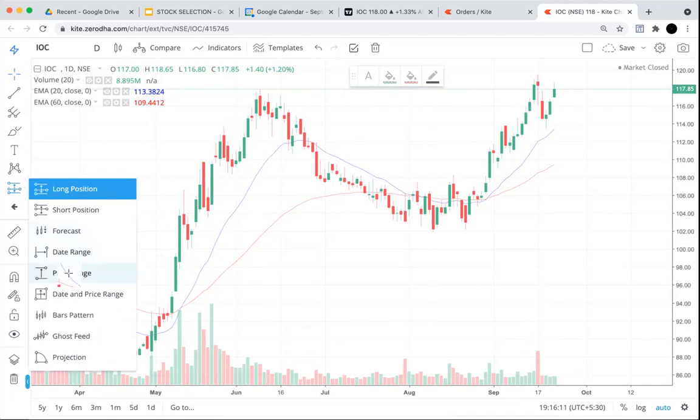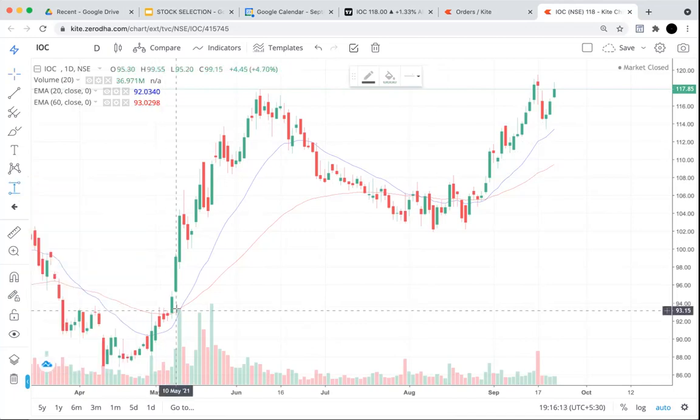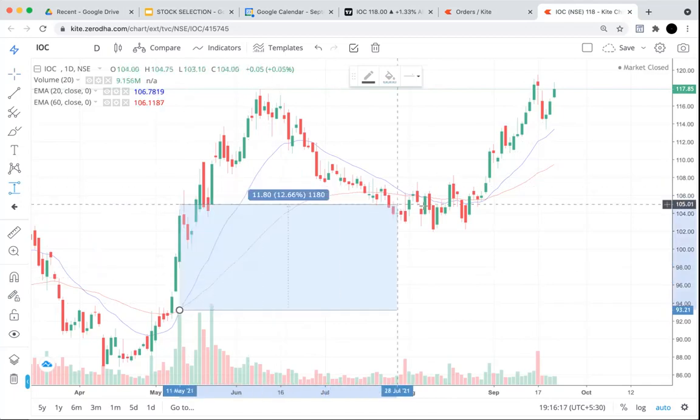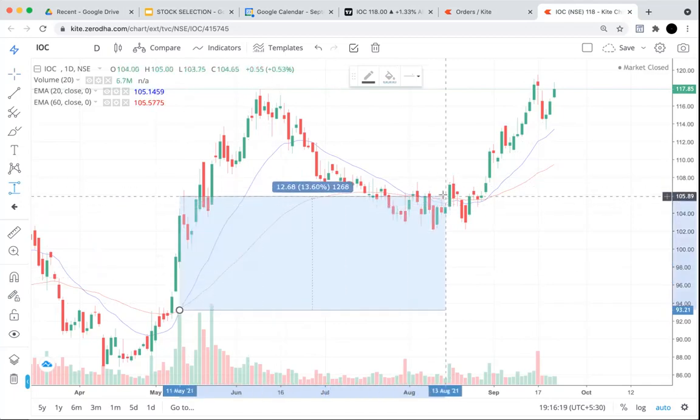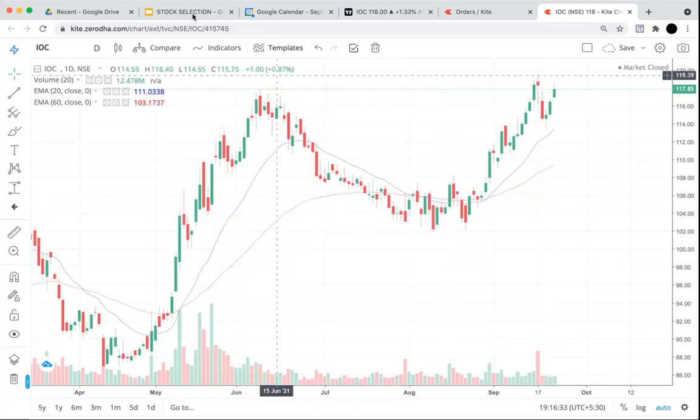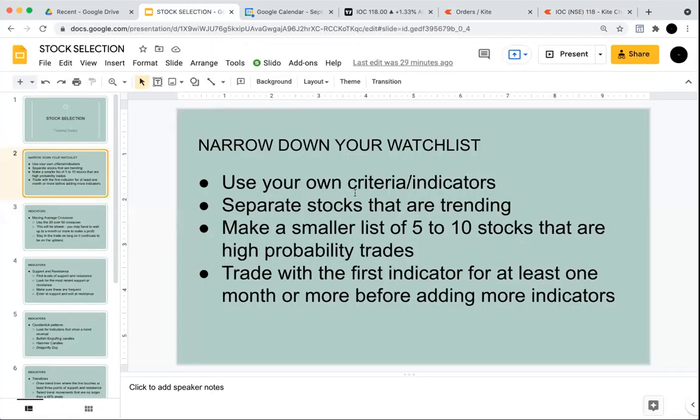I'm going to just look at it right now. All right, let's say you entered as soon as it went above, right? And then you got out as soon as it turned below. Look at that. Still, you end up with about 13% of a profit. Okay, so that's pretty good. And so that's one criteria that I use for the stock selection.